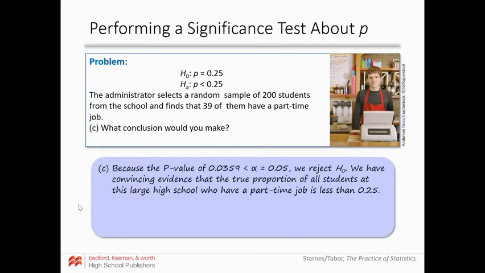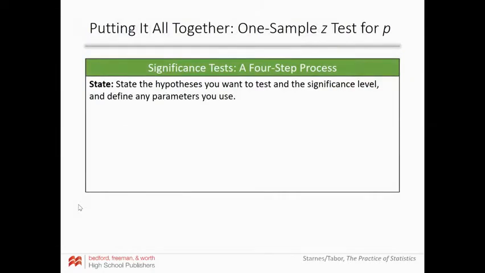So we should have seen this conclusion be made from 9.1. But it says since the p-value, 0.0359, is less than alpha, which is 0.05, we reject H0. And since we reject H0, we have convincing evidence that the true proportion of all students at this large high school who work a part-time job is less than 0.25. So we reject H0, we have convincing evidence in favor of the alternate hypothesis, which was less than 0.25.